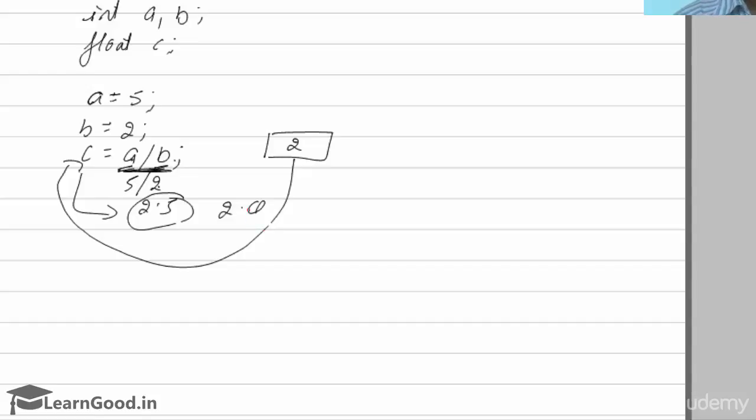So to get 2.5, either a or b should be of type float. For doing that, you can give c is equal to a divided by float of b. So what we are doing here is asking this b, which is of type integer, to be converted to a float type. Now in the expression a divided by b, the first operand is of type integer, made up of 2 bytes. The second operand is an integer, but we have converted it to a float, so for that reason it is 4 bytes. So which is maximum in this case? The maximum is 4 bytes.